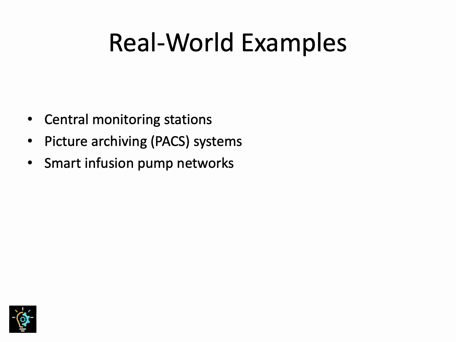Let's ground this in real-world examples. Central monitoring stations rely on constant data from bedside monitors. The network geography determines whether those signals reach in time. Picture archiving and communication systems, or PACS, handle massive imaging files, think of CT or MRI scans. If the network geography isn't designed for large data transfers, radiologists might experience frustrating delays.